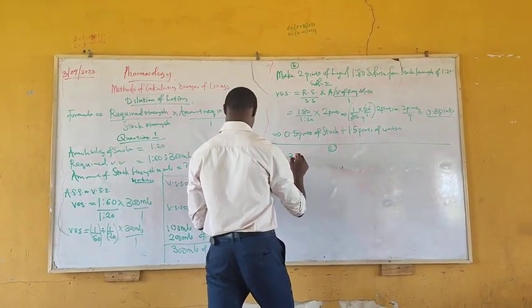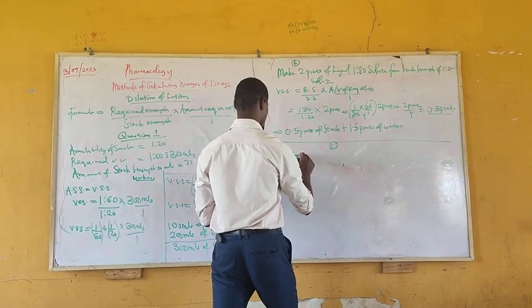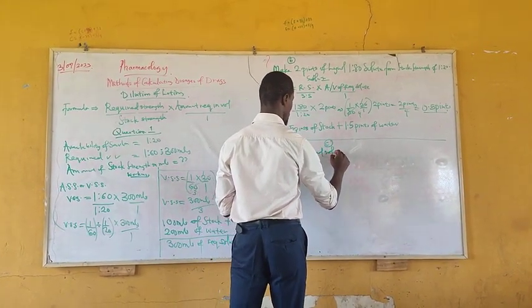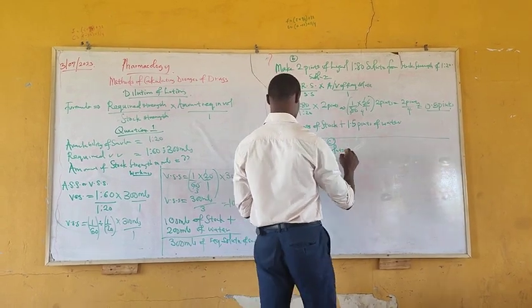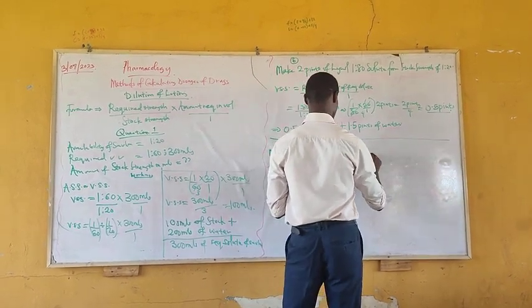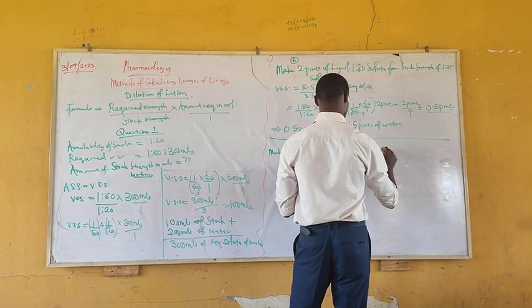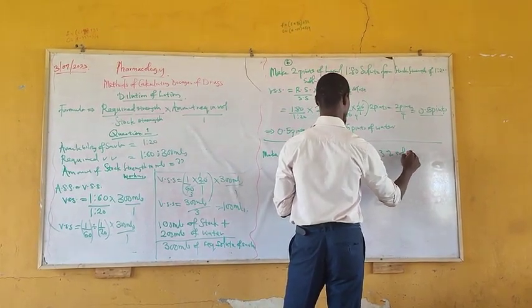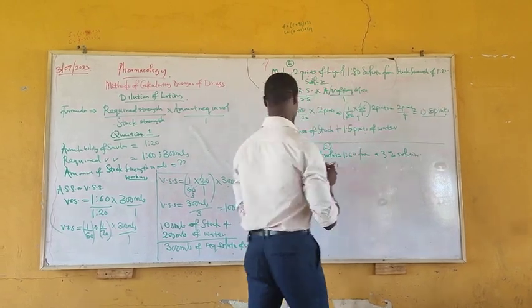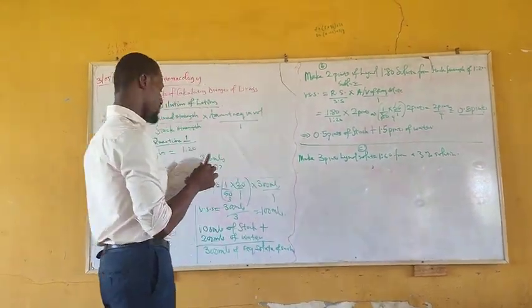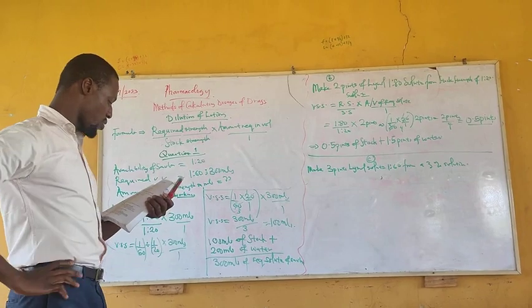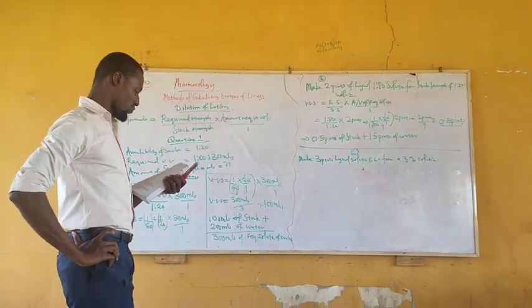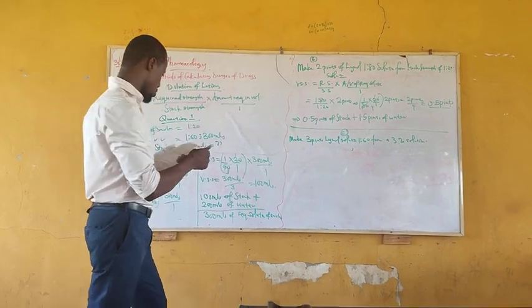Make 3 pints of Lysol solution 1:60 from a 3% solution. We have to make 3 pints of Lysol solution 1:60 from the 3% stock. So what do we have?